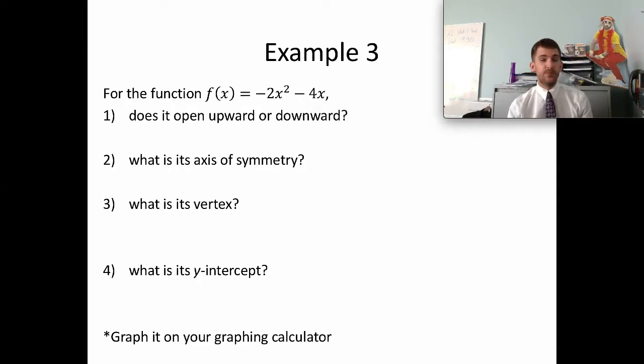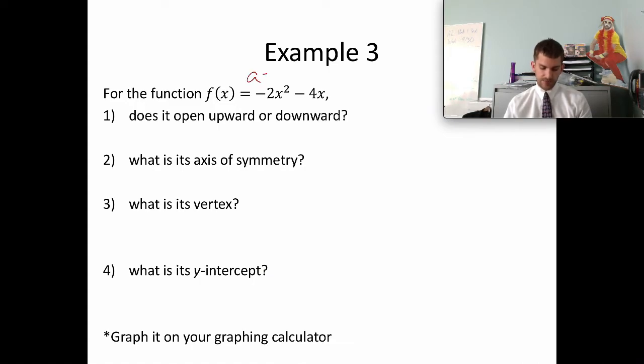A couple of problems here. We're given pretty similar directions to what we did for example 1. It says for the function f of x equals negative 2x squared minus 4x, does it open upward, downward, axis of symmetry, all that good stuff. We just did that. Let's do the same thing we did in the previous one on example 1.